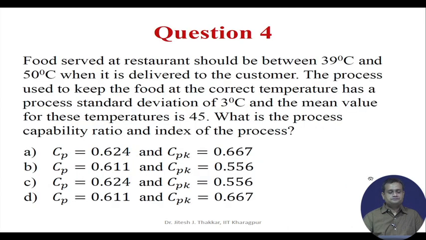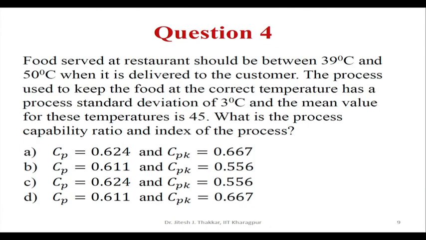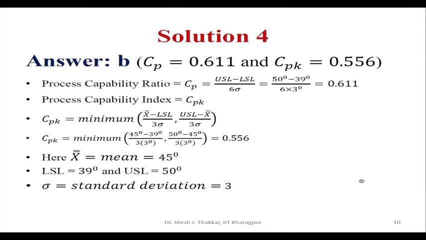Question 4. Food served at restaurants should be between 39 degrees centigrade and 50 degrees centigrade when it is delivered to the customer. The process used to keep the food at the correct temperature has a process standard deviation of 3 degrees centigrade, and the mean value for this temperature is 45. What is the process capability ratio and index of the process? You can see 4 options on the screen. The correct answer is B.